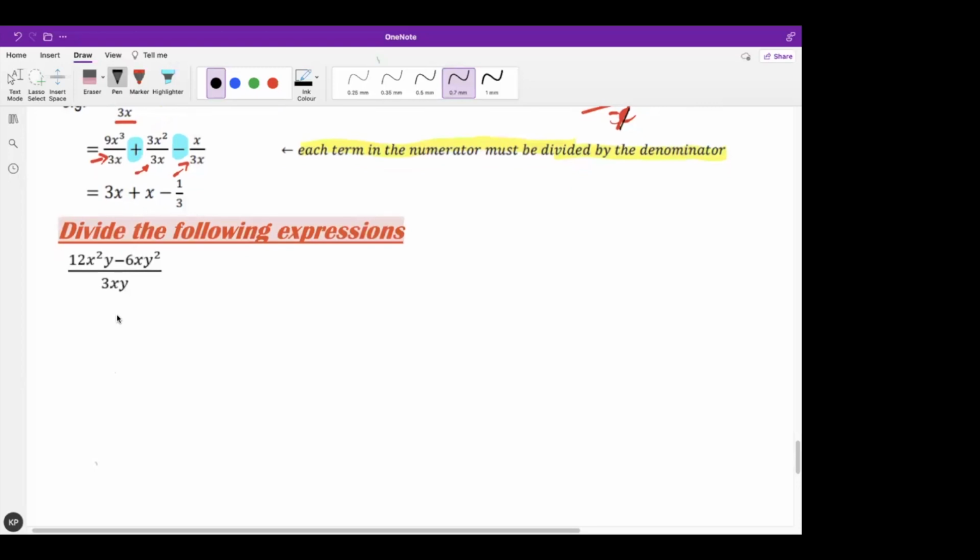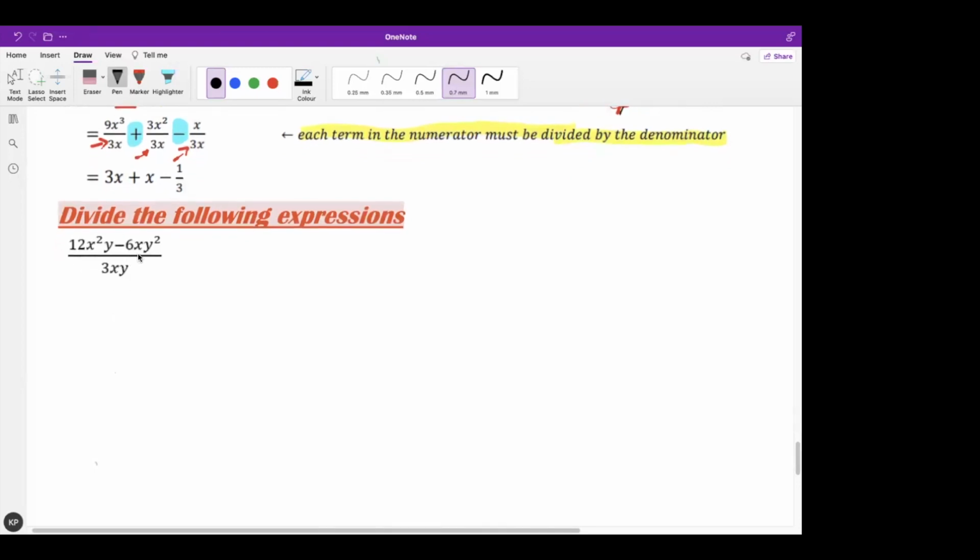But if you're in this case, let's check here, 12x squared y minus 6xy squared. Are those two terms in my numerator like terms? Are these two like terms? These ones. Look carefully. I have a 12, x to the power of 2 and y, and xy to the power of 2. No, so I can't add them, right? So if I can't add them, what must I do? What do we do if we cannot add them?